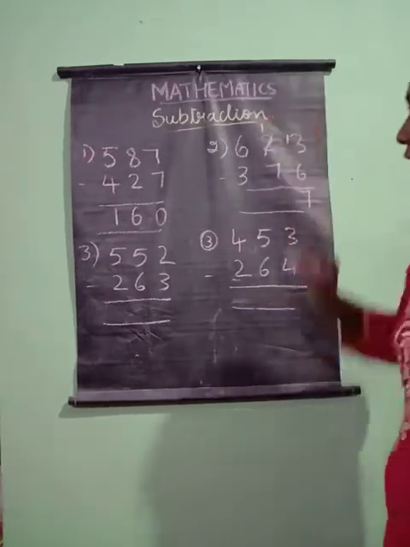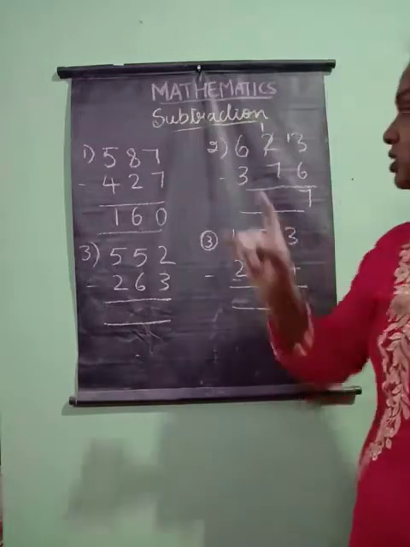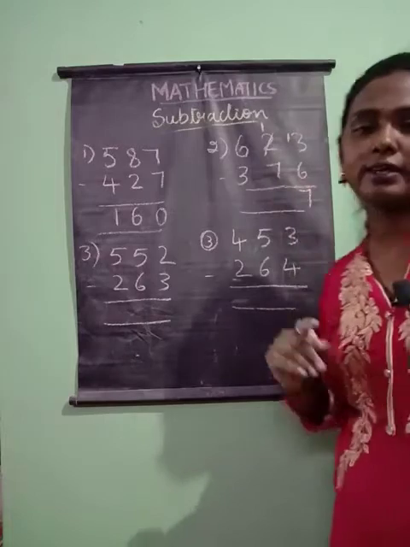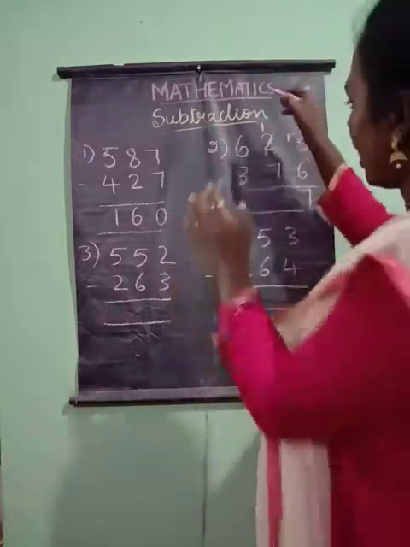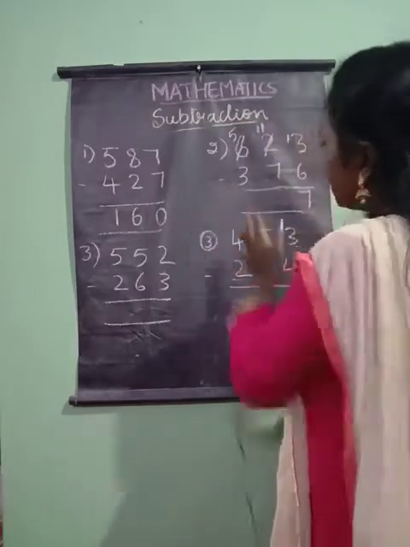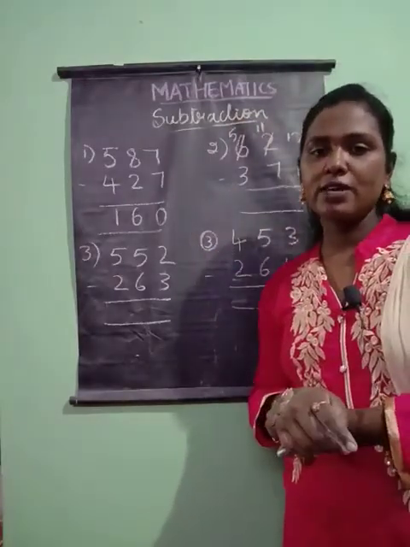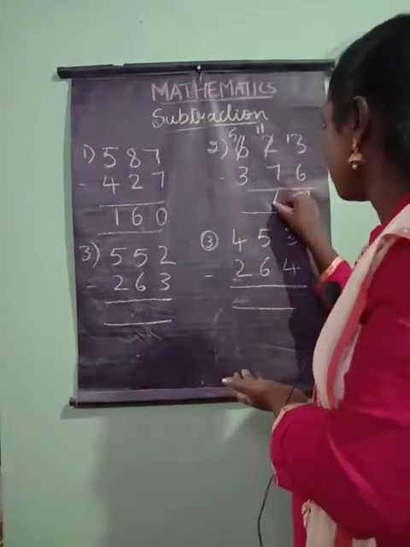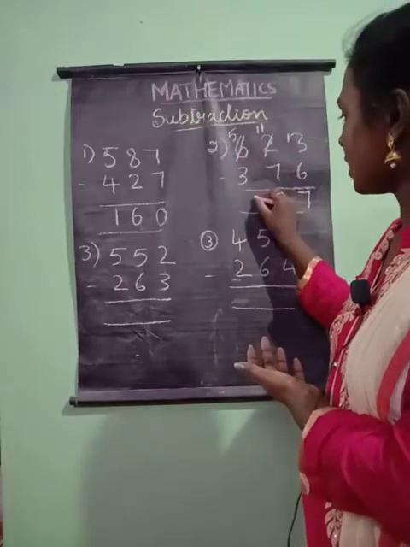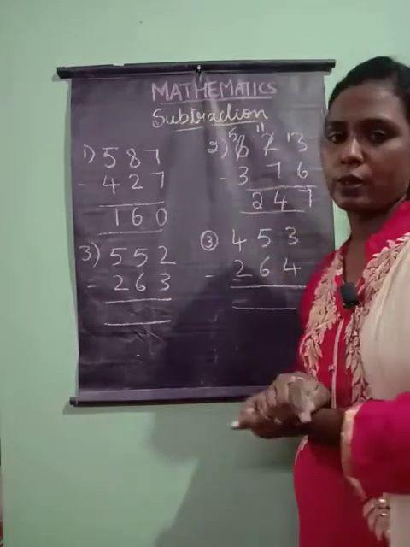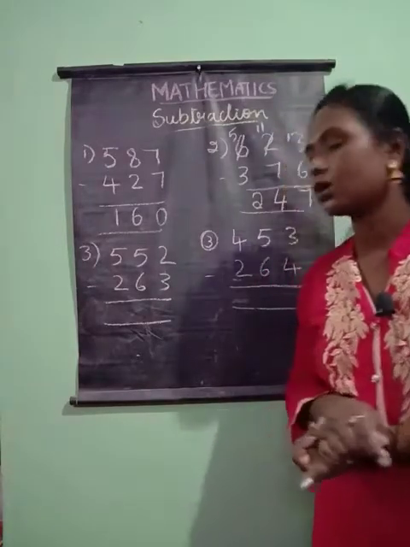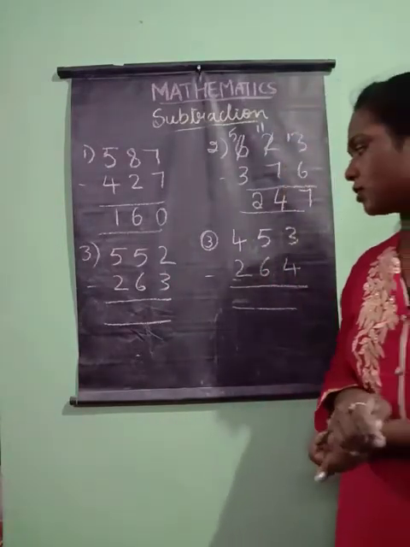So now here I have only 1, not 2, because I gave carry to this number. So from 1, I cannot subtract 7. So I would take carry from 6, it becomes 5, 1 becomes 11. From 11, if I subtract 7, I get 4. Okay. Then from 5, if I subtract 3, I'll get 2. So I got 247. I hope you are understanding this.